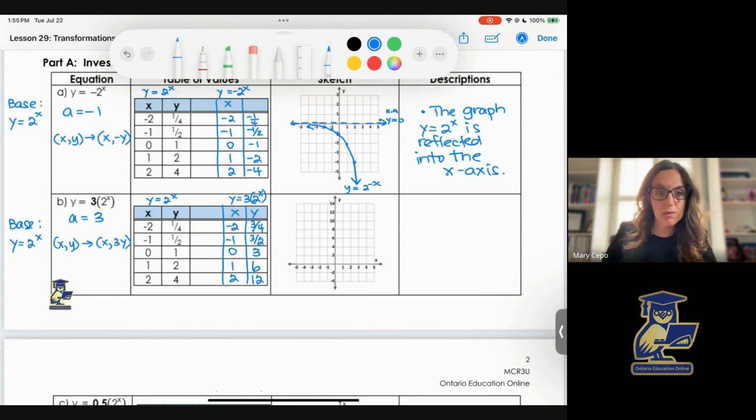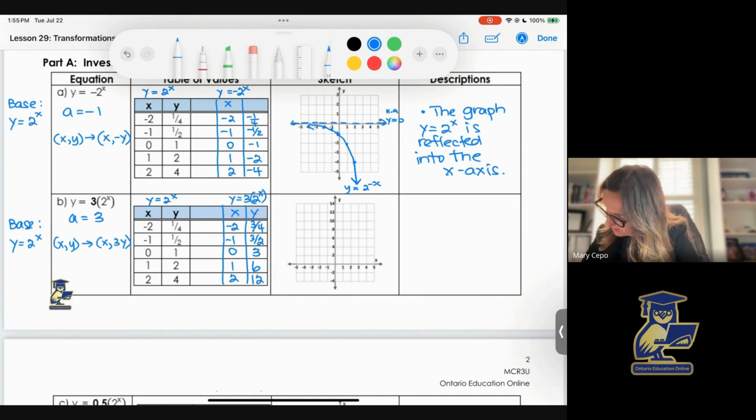Okay. So keeping in mind that a value of 3 means that we're multiplying all the y values of our parent function by 3. So graphing that, at -2, we're at 3/4. At -1, we're at 1.5. At 0, we're at 3. At 1, we're at 6. Keep in mind the scale. At 2, we're at 12. And again, the horizontal asymptote is at y equals 0.